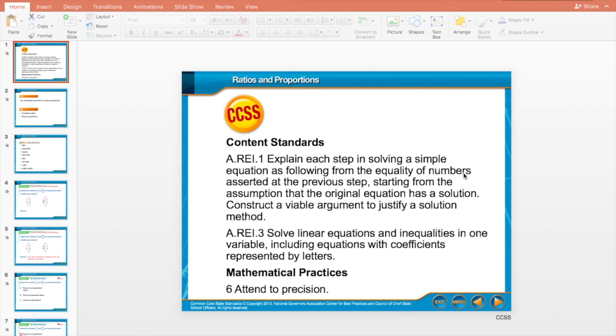Hello and welcome to Chapter 2, Section 6. So this time we're talking about ratios and proportions.